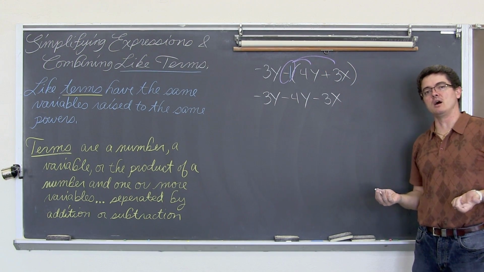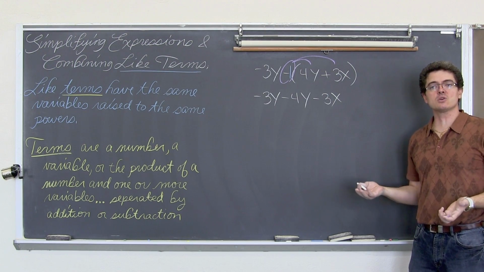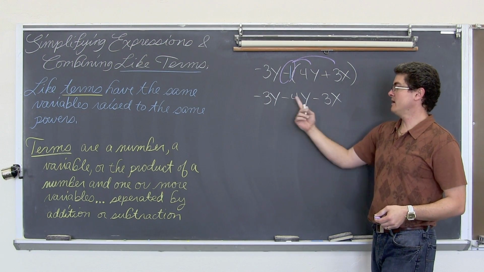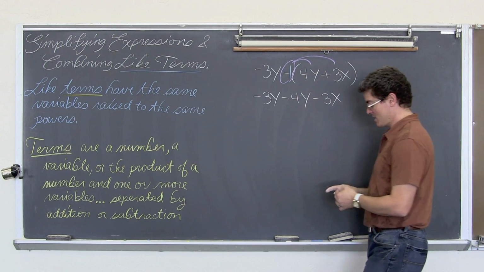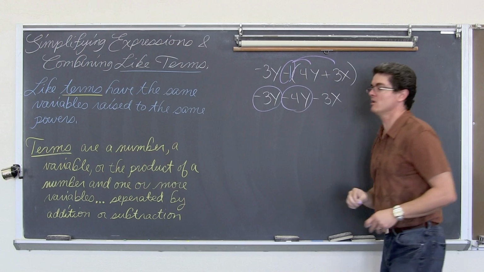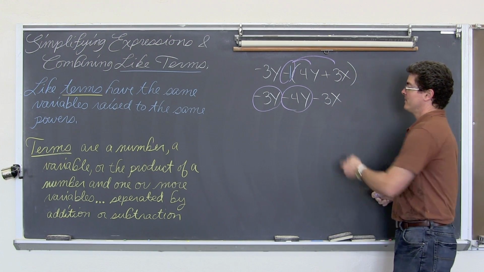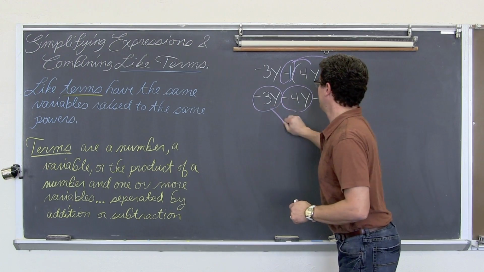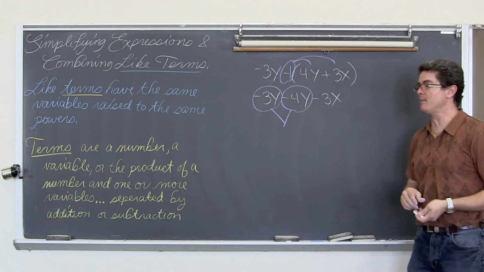So my parentheses are gone. Now I can combine like terms if I have any. And I do. I have negative 3y and negative 4y. So these like terms are going to go together. The x, well, x isn't y, so it's just going to sit there and kind of float down through the rest of the problem.